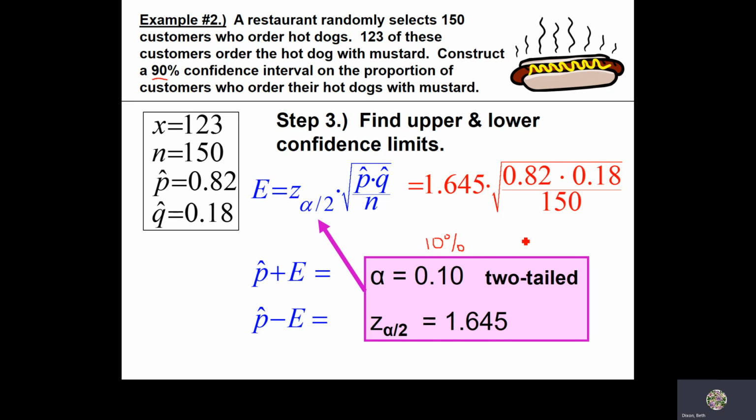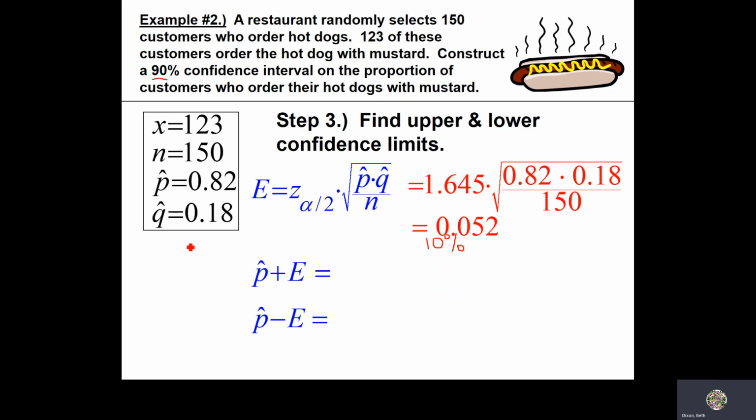That gives us 1.645 times the square root of 0.82 times 0.18 divided by 150, and all of that is under the square root. When you put that in the calculator, it sometimes looks better to put it in parentheses when we write it, but in the calculator, it will calculate better without the parentheses. And when we estimate that, that gives us 0.052. Ms. Borlaug does round that to 3 decimal places, and that is our error.